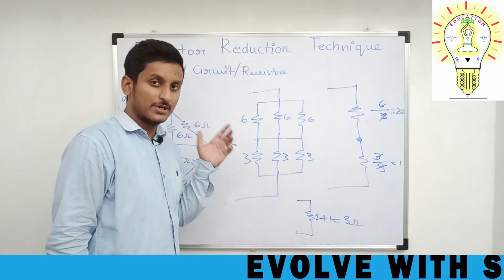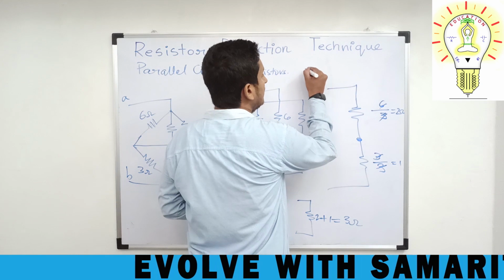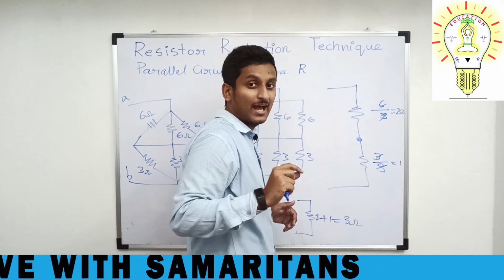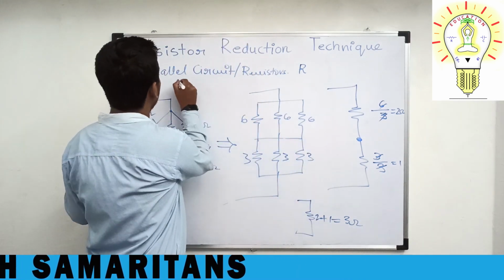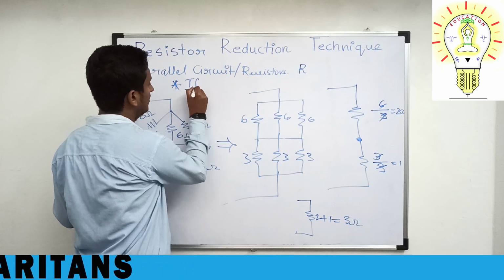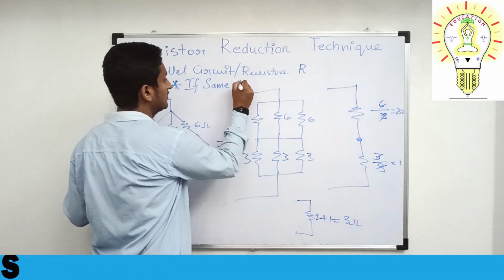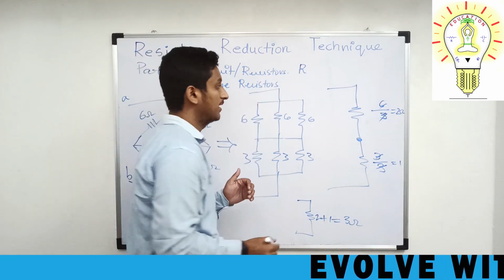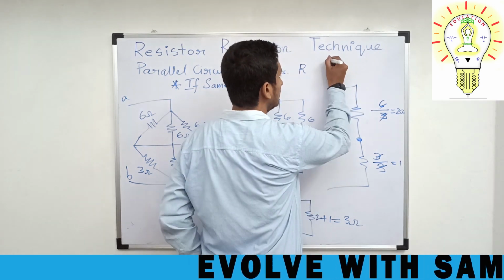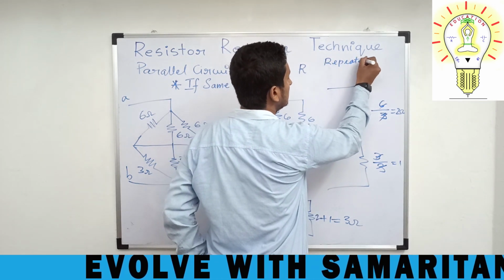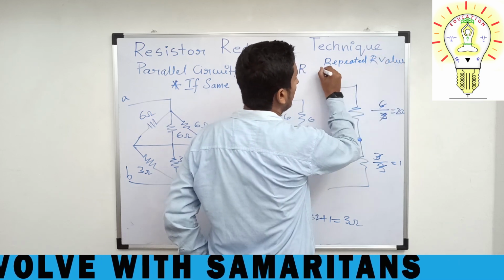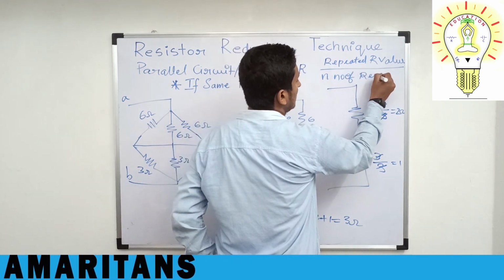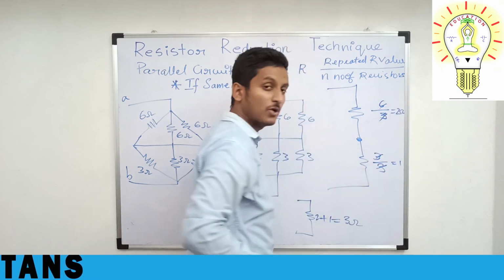I would request you to write down the formula. That will be helpful for you. So if you want to calculate for 2 or more resistors which are in parallel and that are of the same value, write down the condition. If same resistors are there, then you can apply this formula. That is, in the numerator you have to write down the repeated R value by n, the number of resistors. You got it?